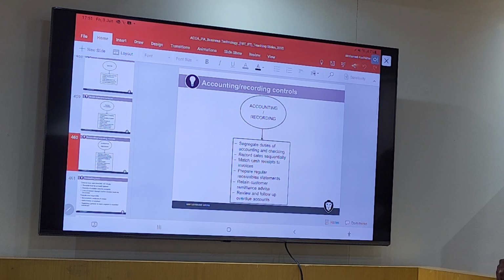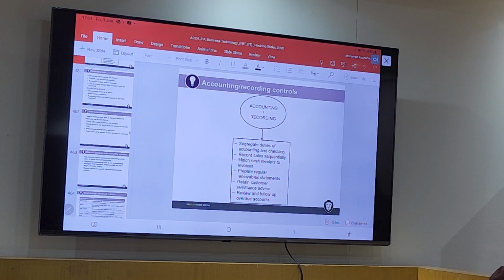Accounting and recording: segregation of duties, record sales sequentially with invoice numbers. Match cash receipts to invoices. Prepare regular receivable statements. Retain customer remittance advice and follow up overdue accounts.